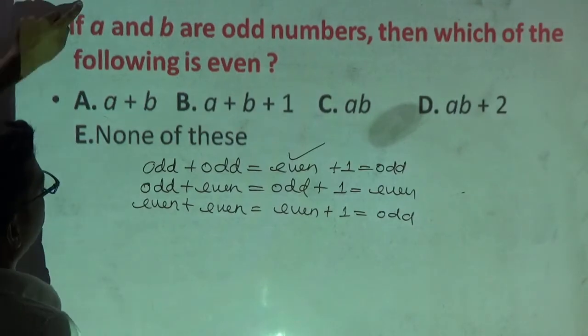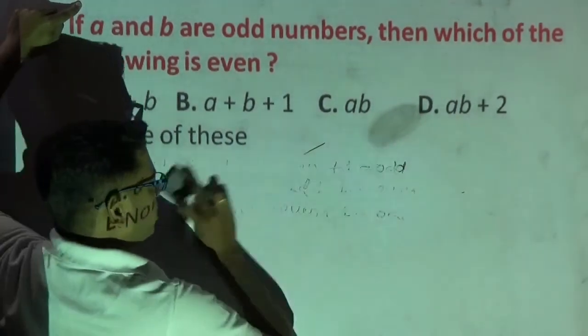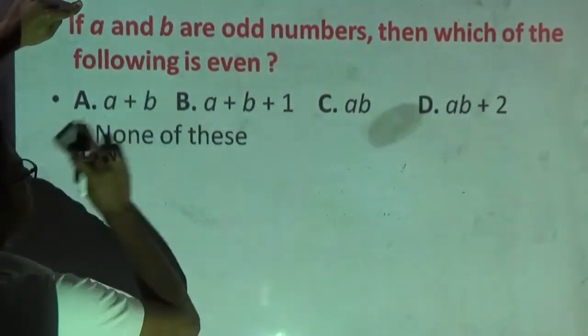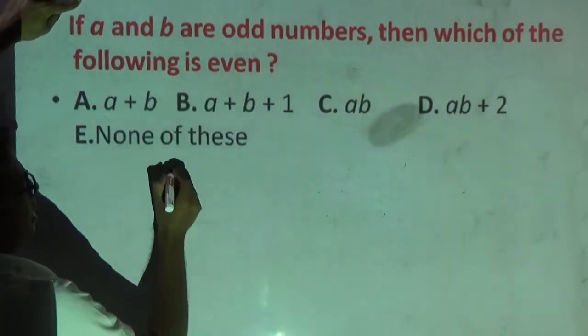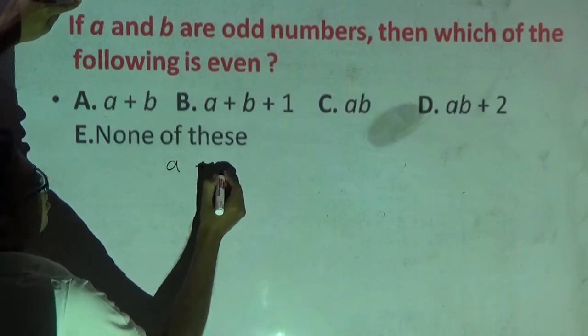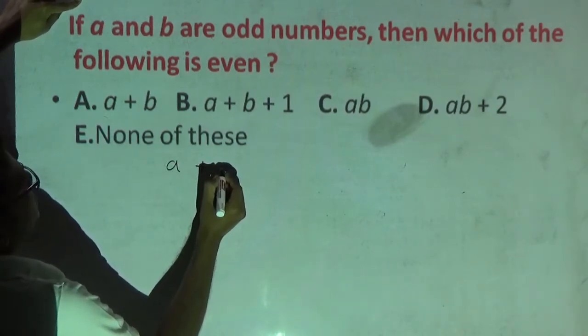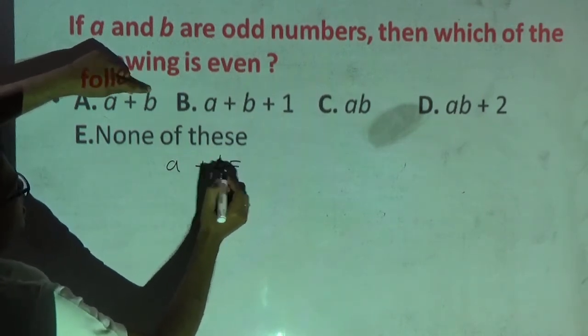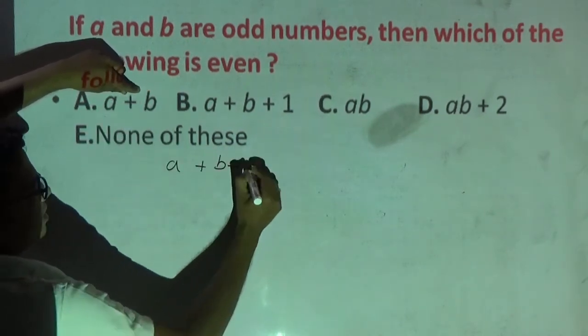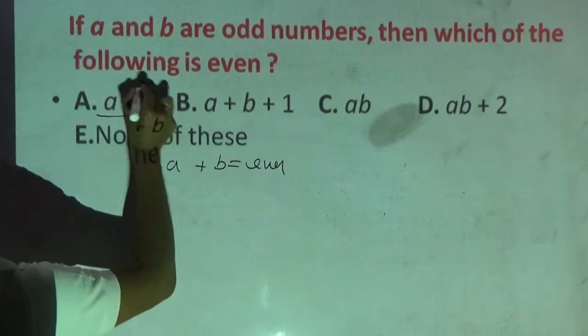Now, I will go for this example. What are they telling you in this problem? A and B are odd numbers. Then which of the following is even? Now, please see the options. A plus B. What is A plus B? Two odd numbers I am adding, that is even. The answer for this question is A.